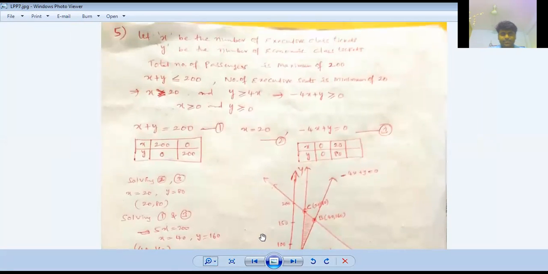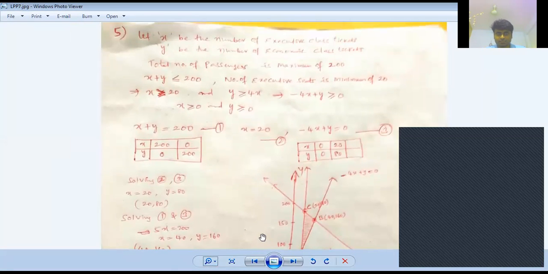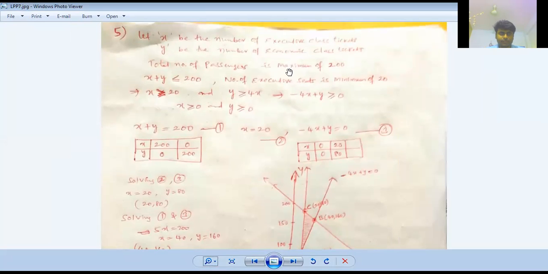Now see here, let X be the number of executive class tickets. First of all, we should start the solution with taking X value, Y value. X be the number of executive class tickets, Y be the number of economy class tickets. Total number of passengers is maximum 200 given. So X plus Y must be within 200, so less than or equal to 200.